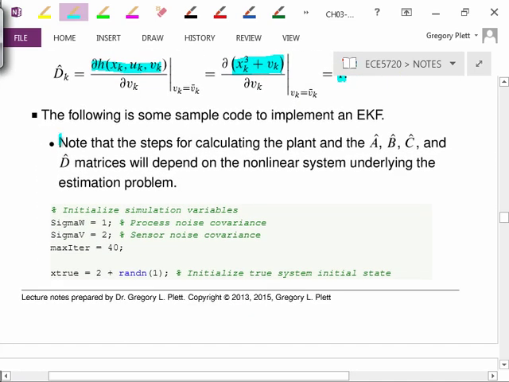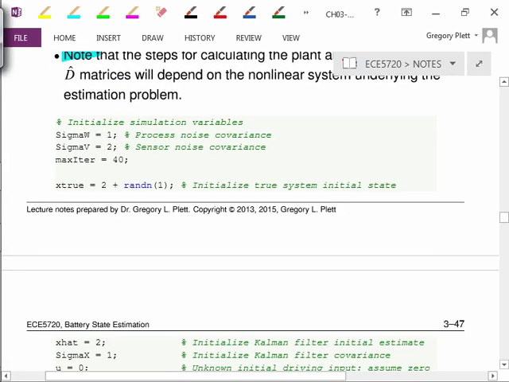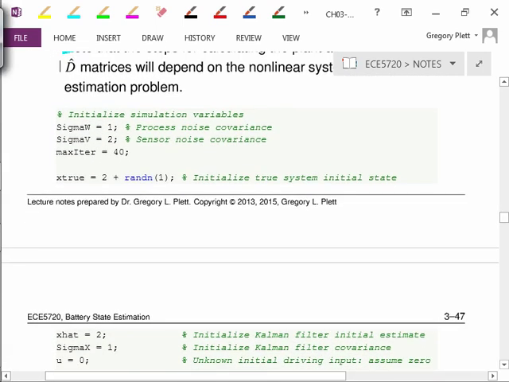There is a note that in this code, the steps for calculating the A hat, B hat, C hat, D hat matrices depend on the nonlinear system. We just derived for this system what those matrices would be, but of course for any other system there would be different matrices that would have to be implemented. If you have it handy, you might put this code side by side with the linear Kalman filter code, and you'll see that there are a lot of similarities, and it might be instructive to see where they're the same and where they are different.